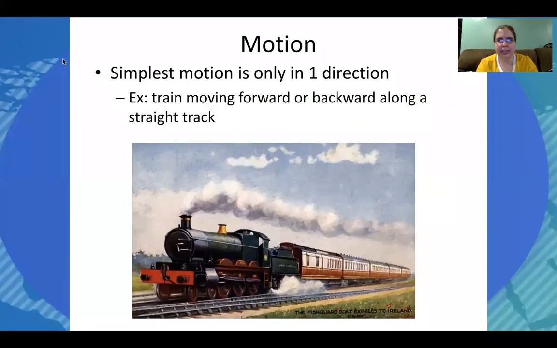So motion, if you look at it in the simplest way, is essentially movement in one direction. So the train can move forward along the track, or it can move backward along the track. So we're going to just start off with very, very basic motion, such as one direction.